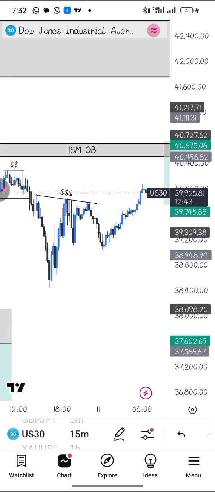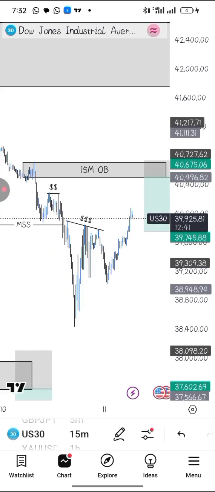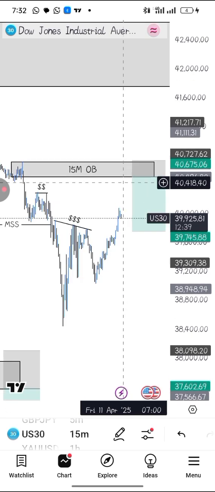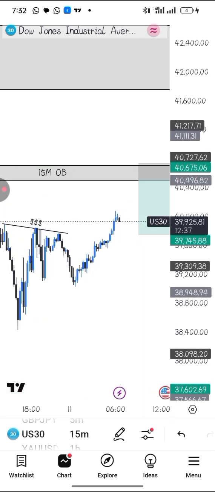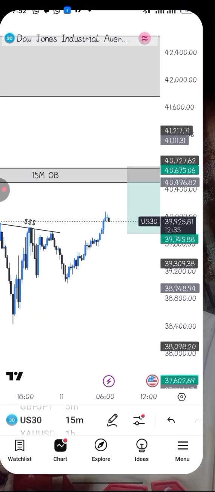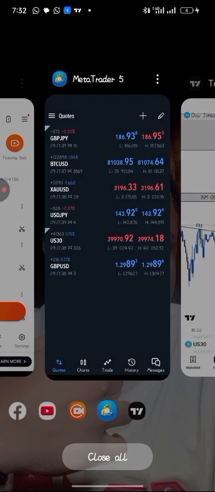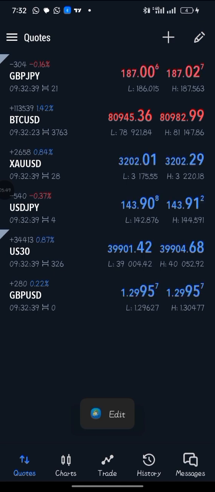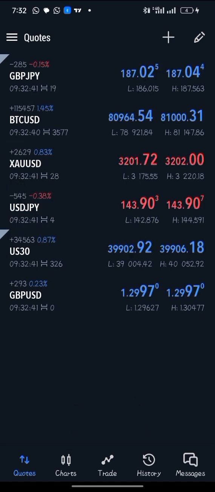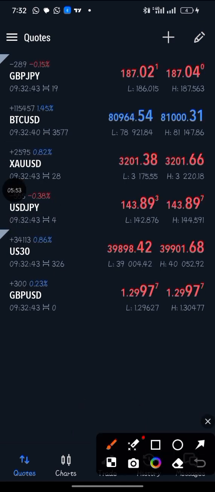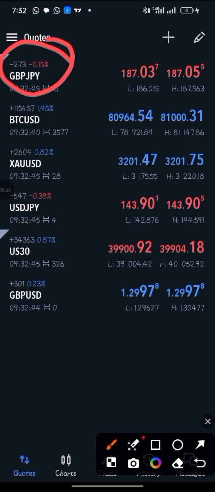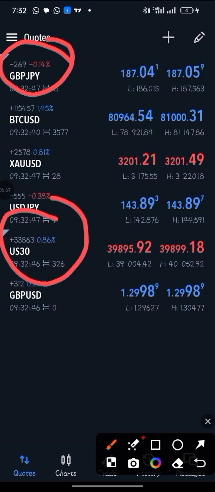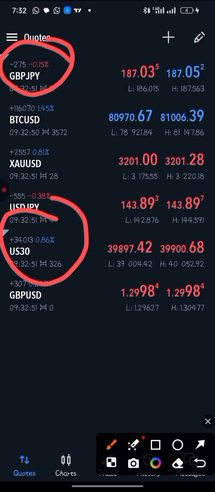So I've marked out this order block, and I'm planning to enter from this level here if price should get to this level. I've already set my limit order on my MT5. Let me go ahead and show you so you follow up. So you can see it on my MT5. I've marked out my order block. I've set my limit order both on GBP JPY and on US30. So I'm waiting for the market to tap me in. Immediately the market taps me in, I'm going to update you all, guys.